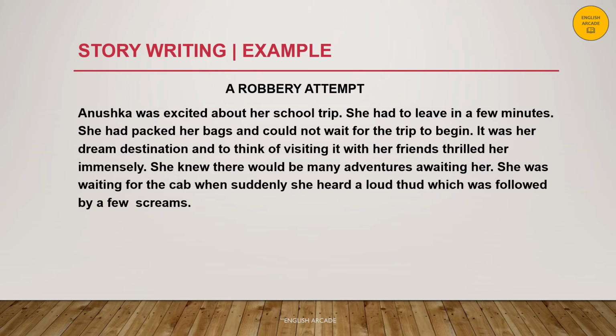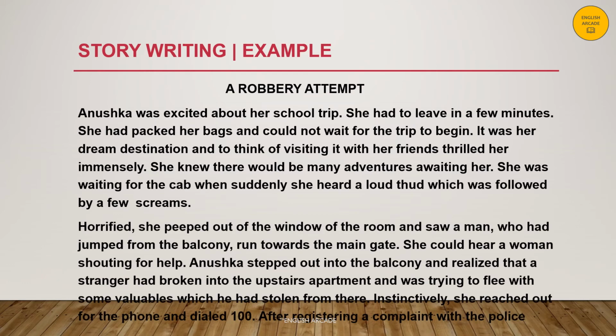She was waiting for the cab when suddenly she heard a loud thud, which was followed by a few screams. Horrified, she peeped out of the window of the room and saw a man who had jumped from the balcony run towards the main gate. She could hear a woman shouting for help. Anushka stepped out of the balcony and realized that the stranger had broken into the upstairs apartment and was trying to flee with some valuables which he had stolen from there.